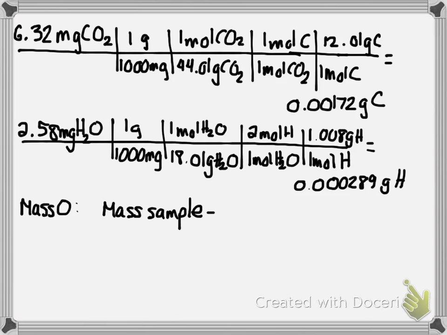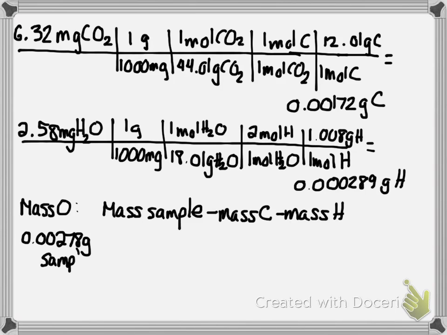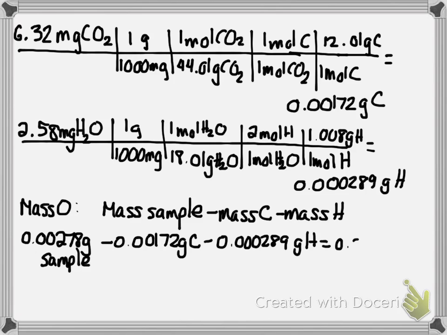Oxygen is a little different. Oxygen has to be everything else. I have a certain known amount of the sample to begin with. If I subtract off how much of that original sample was carbon and how much of that original sample was hydrogen, the rest of it must be oxygen by elimination. Should be relatively reasonable numbers. They should be on similar orders of magnitude if everything is going well.